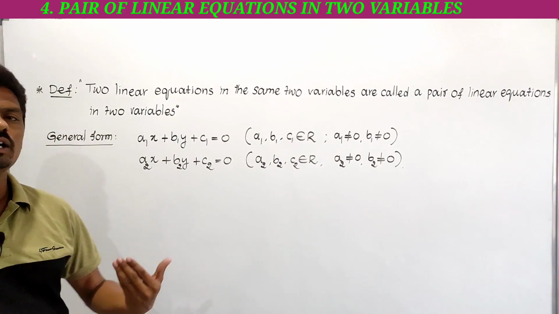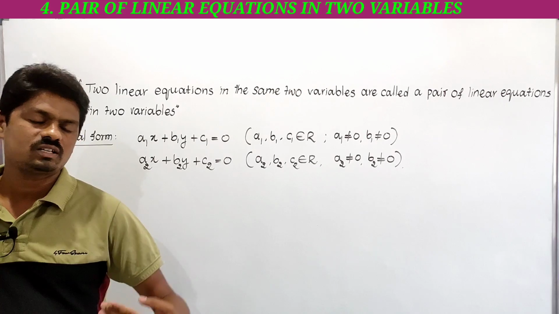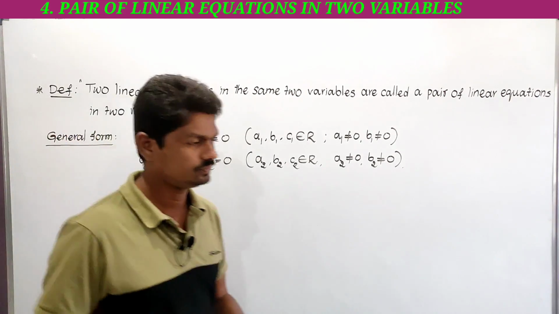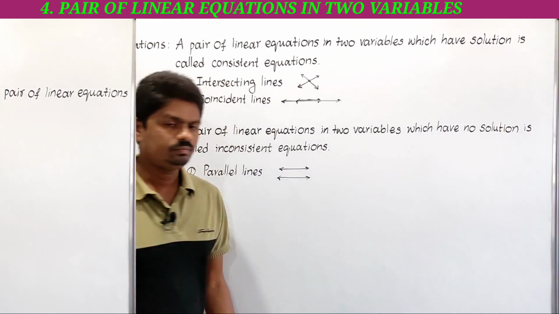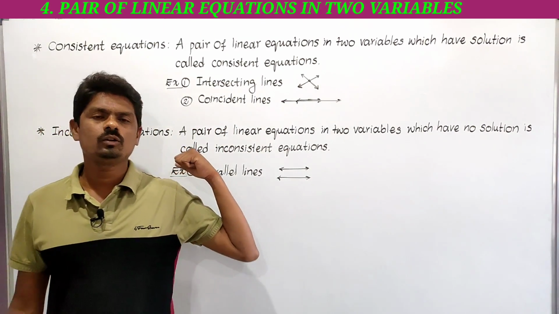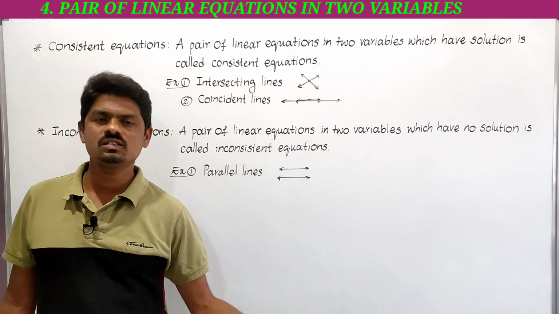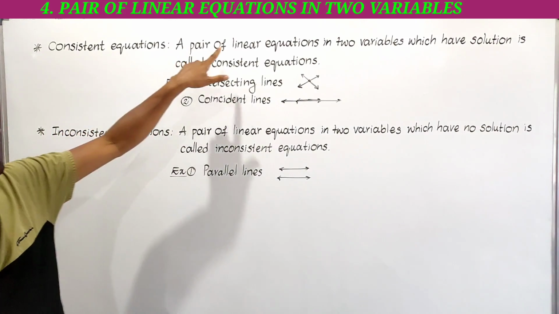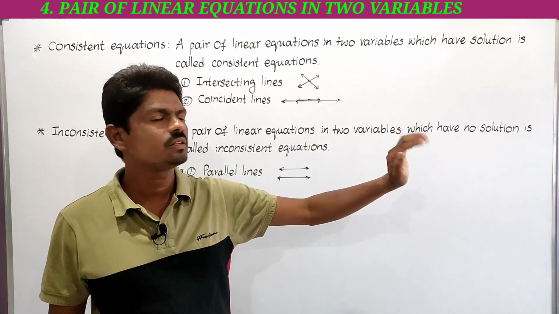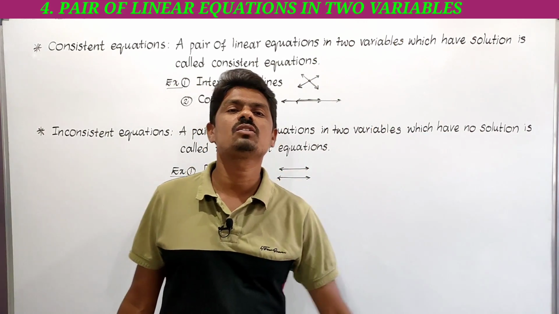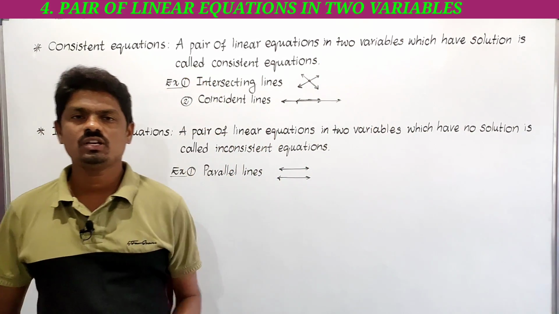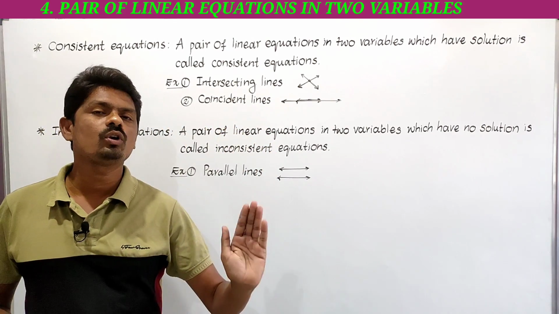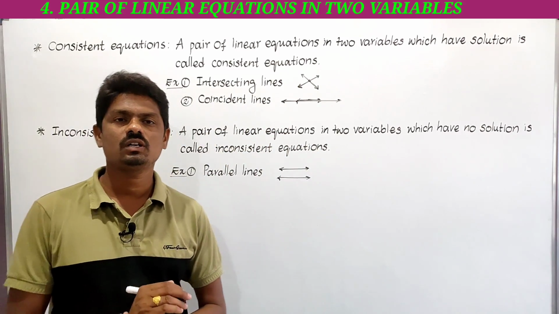So next we have to learn about consistent and inconsistent equations. What are consistent equations? See here, a pair of linear equations in two variables which have a solution is called consistent equations. So if the given pair of linear equations has a solution, we call them consistent equations.